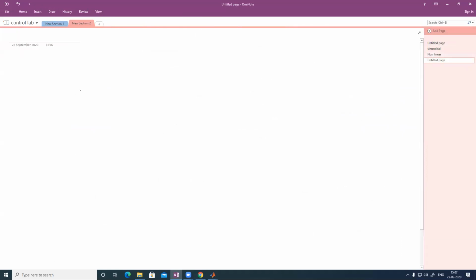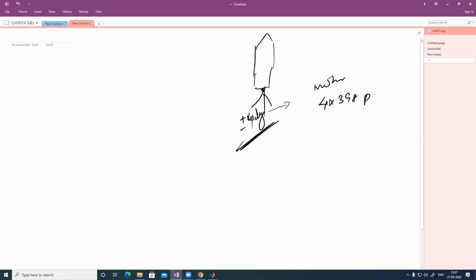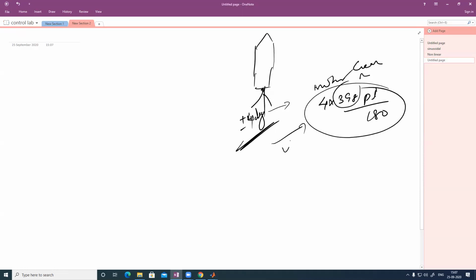So you are having a system that is EGC system, and maximum deflection allowed is plus or minus 4 degrees only in the output side. This output side plus or minus 4 degrees, that corresponding to motor side 4 into 398 into 5 by 180. This is the gear ratio. So this is the maximum input you can give corresponding to this value.